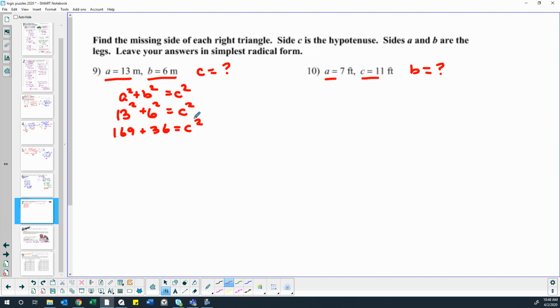169 plus 36 adds up to 205. And then we're going to square root that. Now, if we had our fancy calculators, it would do this beautiful simplifying square roots for us, but we don't. So C is going to be the square root of 205, or approximately, just go ahead and put a decimal, 14.3.